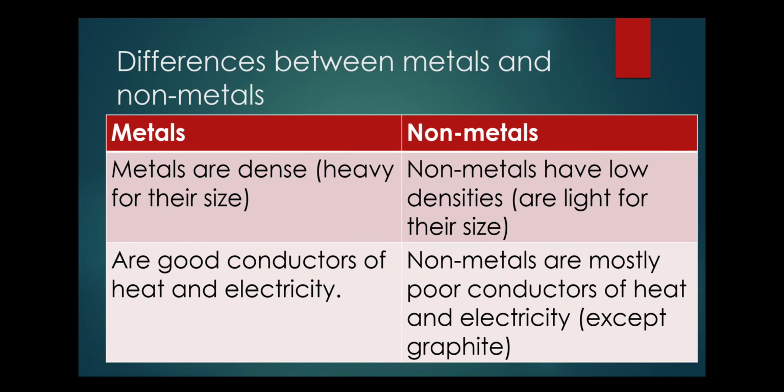Metals are dense, that is, their atoms are closely packed together, and that is why they are heavy for their size, and they are good conductors of heat and electricity. Whereas non-metals have low densities, that means that their atoms have larger spaces between them, and therefore they are light for their size. Non-metals are mostly poor conductors of heat and electricity, but graphite, which is a non-metal, is a good conductor of electricity.